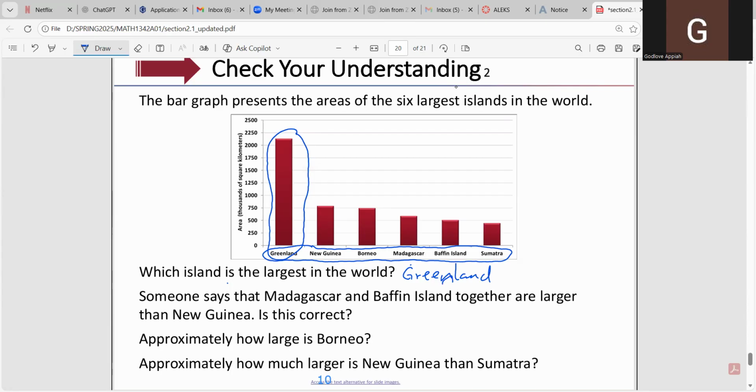Now the next question, someone says that Madagascar and Baffin Island together are larger than New Guinea. Is this correct? Can you type your answer in the chat? Is that correct? So Stacy says yes. Kenna says yes. Isabella said yes. Trip said yes. Nicole said yes. All right, so that is correct. Actually, you guys are doing an amazing job.